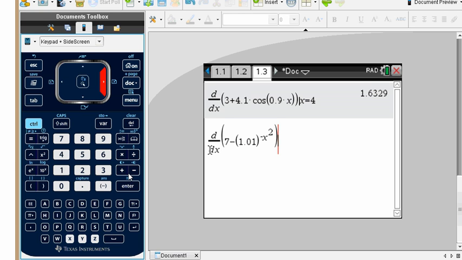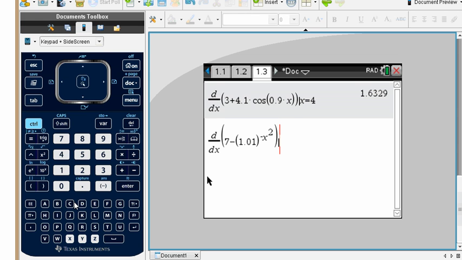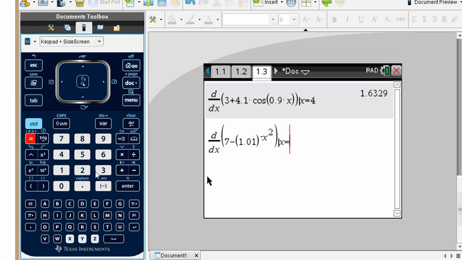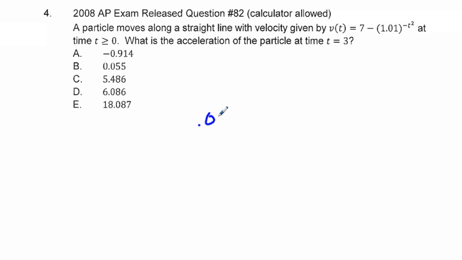We go to the right, find our little evaluation by pressing control and the equal sign. We get the little vertical line segment evaluator, and we put in x equals 3, press enter, we get 0.054588, which most certainly is closest to answer choice B.